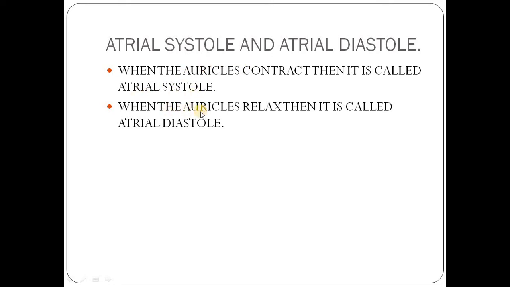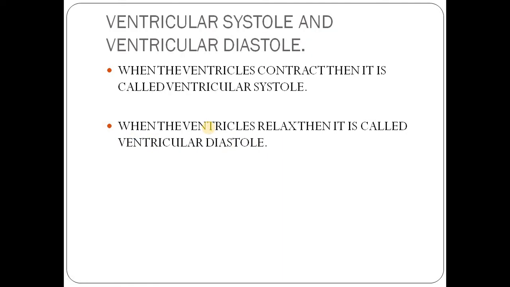Similarly, when the auricles are relaxing, what is it called? It's called diastole. The auricles are relaxing, so atrial diastole. In the same way we are going to name it for the ventricles. When the ventricles are contracting, it is called ventricular systole. And when the ventricles are relaxing, it is called ventricular diastole. So you have to remember, relaxed means diastole, and look at which chamber is in which state, and accordingly you give the name. I'm sure it is clear till now. This is the basics of diastole and systole.